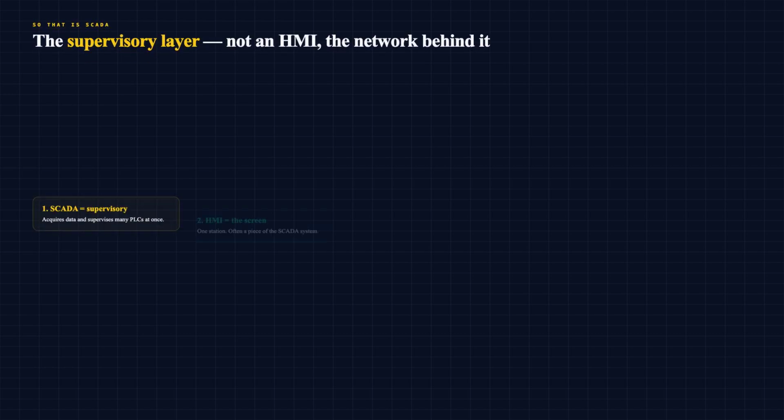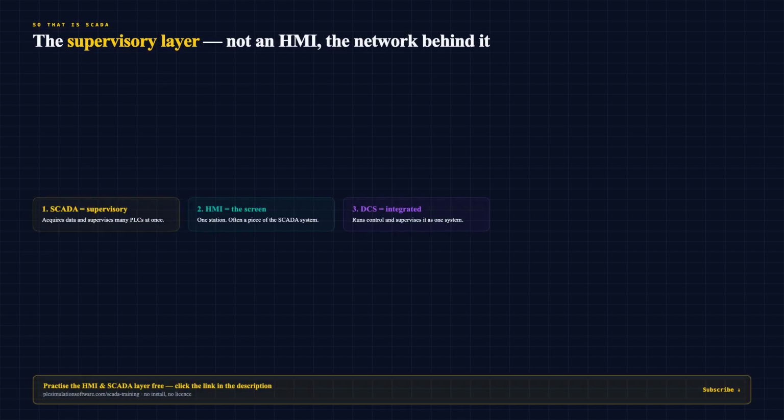So that is SCADA, the supervisory layer that turns thousands of scattered field signals into one operator picture of a whole plant. It is not an HMI. The HMI is just a screen. SCADA is the network behind it.